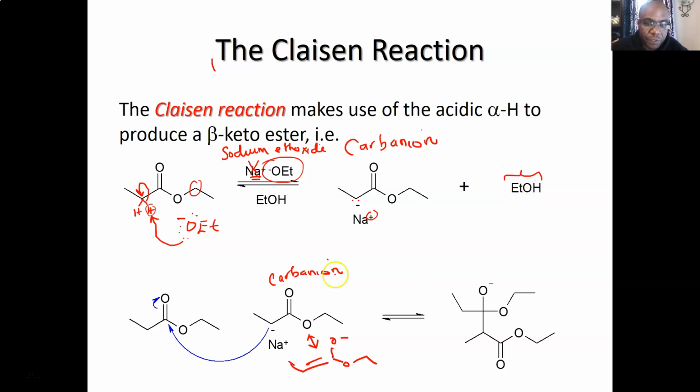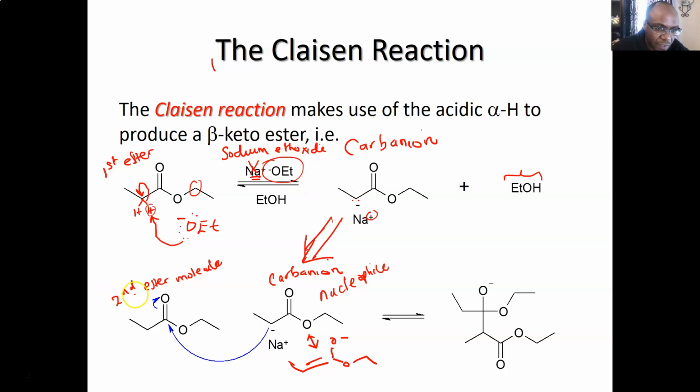Okay. Now we use our carbanion that we formed up there down here. So we are using it as a nucleophile. We use it to attack the second ester molecule. So the first ester molecule is used to make the carbanion. The second ester molecule will play the role of an electrophile, similar to what we did in aldol condensation in the chapter on aldehydes and ketones.